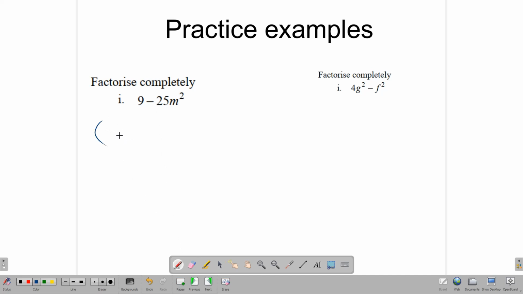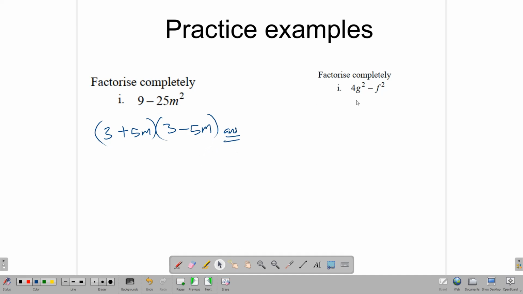And so we put our bracket and we find the square root of 9. What is the square root of 9? The square root of 9 is 3. We simply write it there. Make one bracket plus, make one bracket minus. Square root of 25m squared turns out to be just 5m because the square root of 25 is 5 and the square root of m squared is m. And that's it. It's actually finished. We're done. That's the answer. Nothing else to do with it.